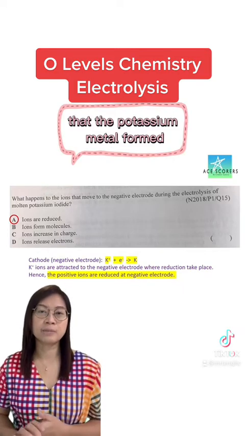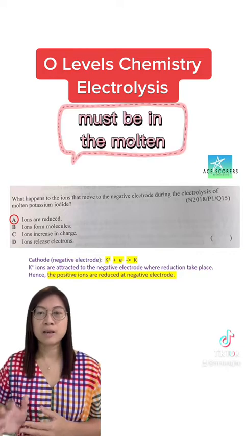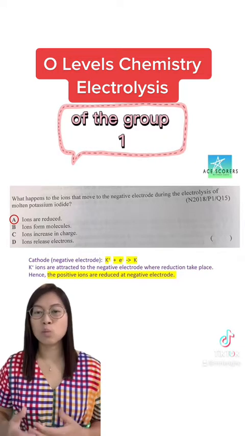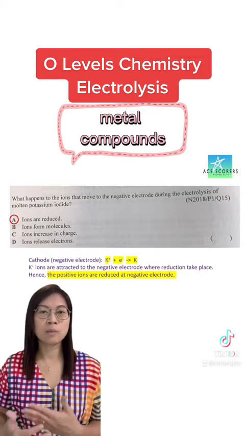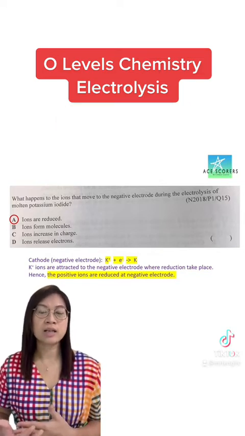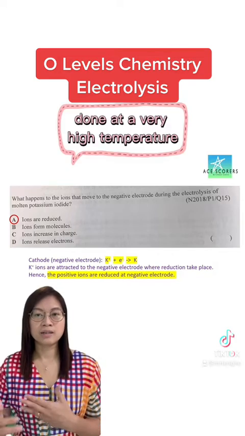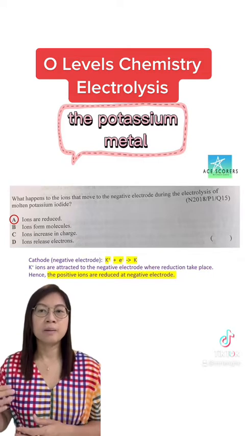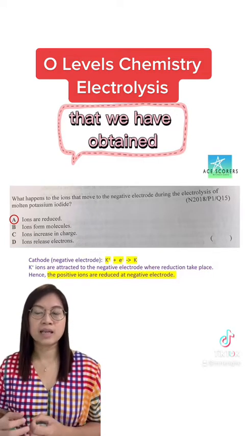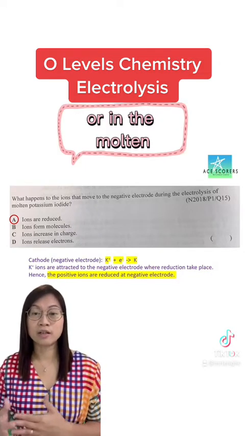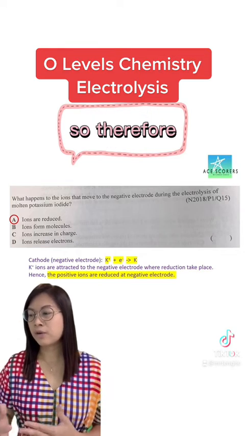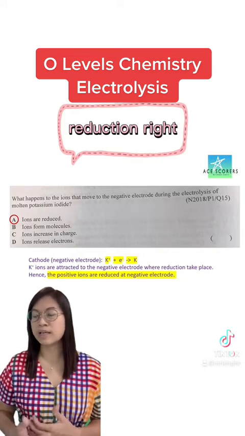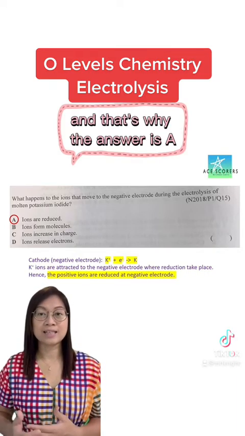Now keep in mind that the potassium metal formed in this application must be in the molten state, right? Because the electrolysis of group 1 metal compounds or salts will usually be done at a very high temperature. At that temperature, the potassium metal that we have obtained will exist as a liquid, or in the molten state. Therefore, the positive ions that are discharged at the cathode will undergo reduction. And that's why the answer is A.